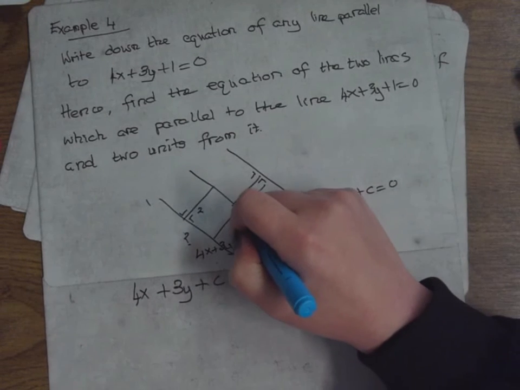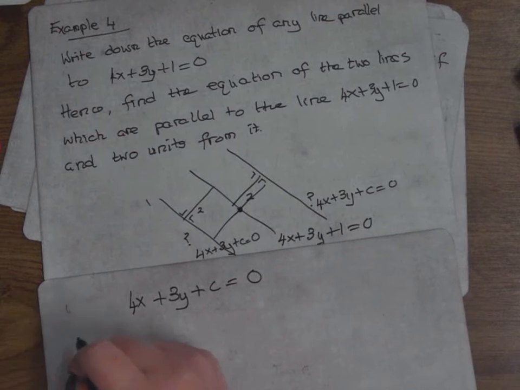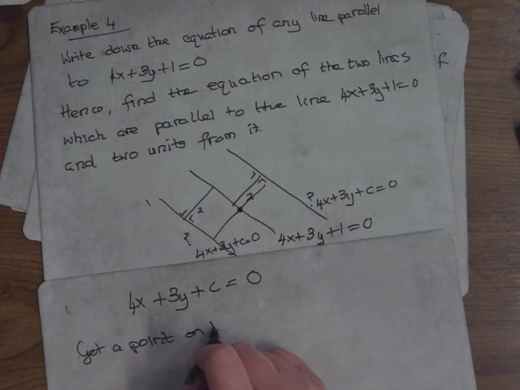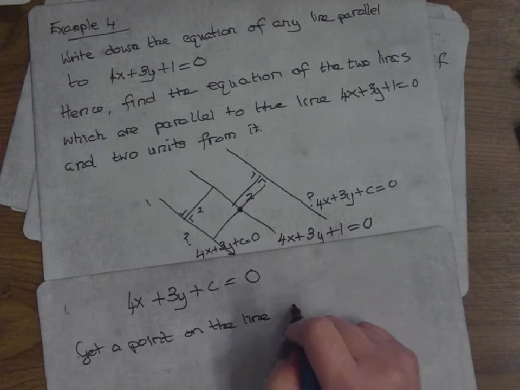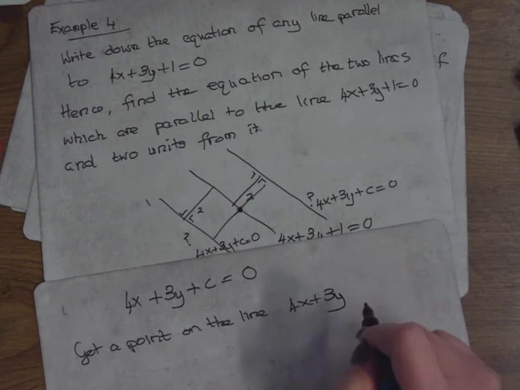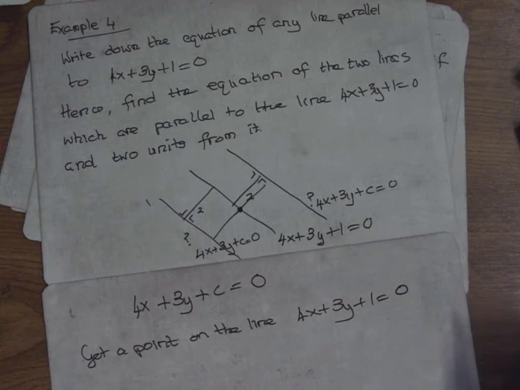In order to get the perpendicular distance, I need a point, don't I? So I'm going to get a point on this line, the line that I'm given, 4x plus 3y plus 1 equals 0. How will I get a point on that line?